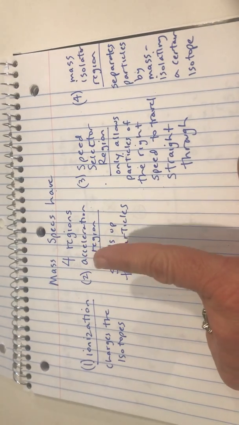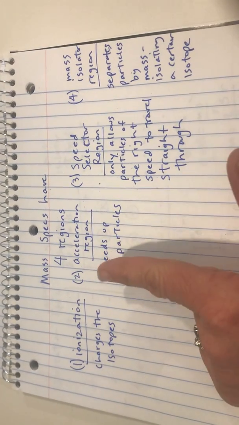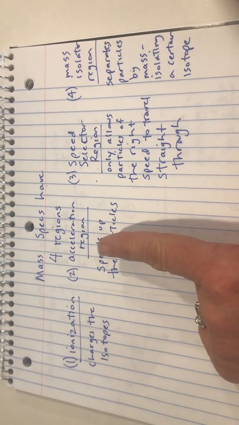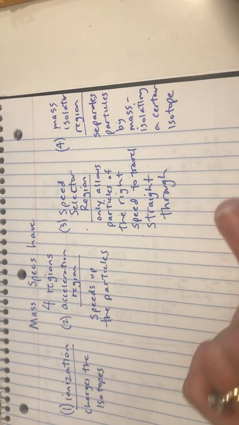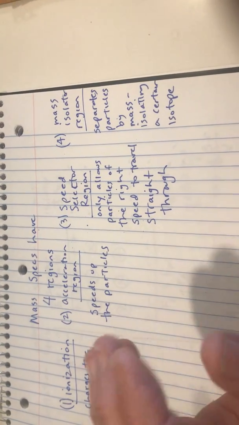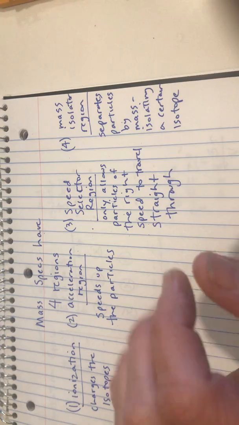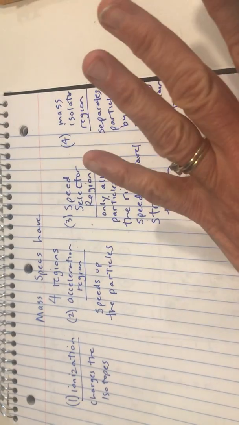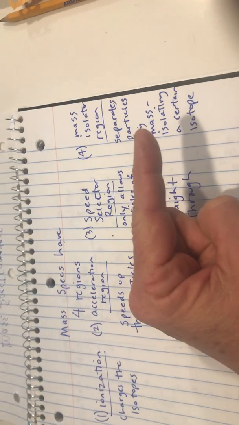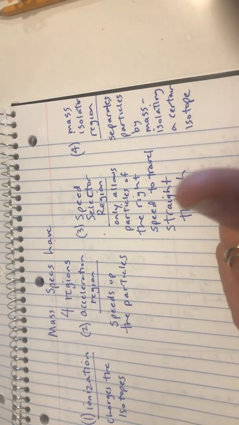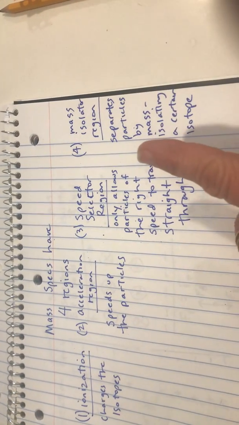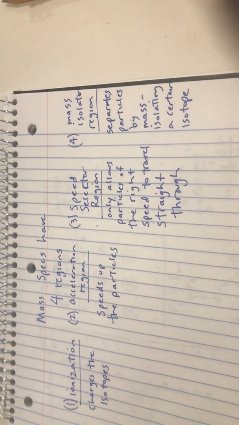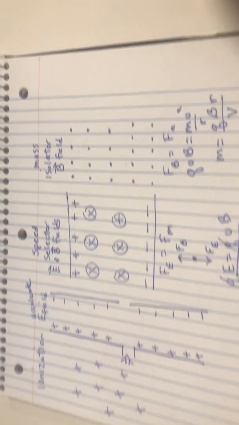The second part of the machine uses electric fields to speed the charged particles up. The third part, now that the particles are all sped up, only allows particles of an exact certain velocity to continue on straight. If they're going too slow or too fast, they'll curve up or down. You'll see why in a minute. When you get through region 3, we know exactly how fast they're going. That's important because the last part of the machine separates the particles by mass, isolating a certain isotope. Okay, here's the physics behind it.